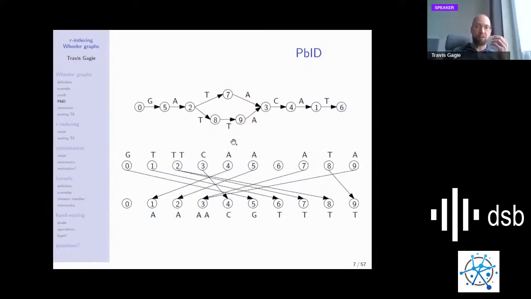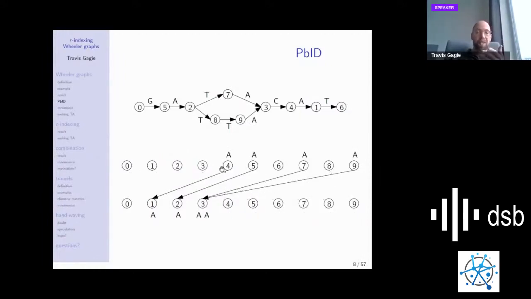How does this index work? From the Burrows-Wheeler transform and the in- and out-degrees, you can actually get this graph back, because if you look, the A's all have to go to vertices that are together in the A part of the interval.